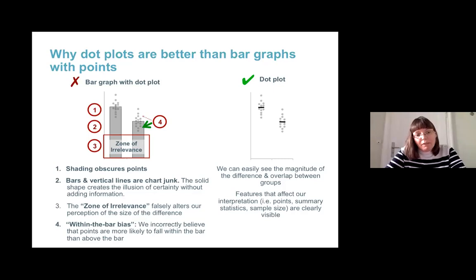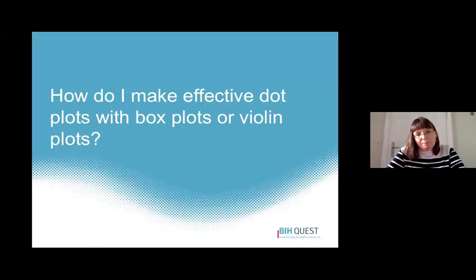A third problem that we have in some data sets when values around 0 aren't relevant is that we can have a zone of irrelevance that falsely alters our perception of the size of a difference. And then there's also a phenomenon called within the bar bias. And this is a perceptual phenomenon where our brain looks at the bar graphs and we incorrectly believe that the points are more likely to fall within the bar instead of above the bar. And so this is another thing that potentially distorts our perception of the range of observed values.